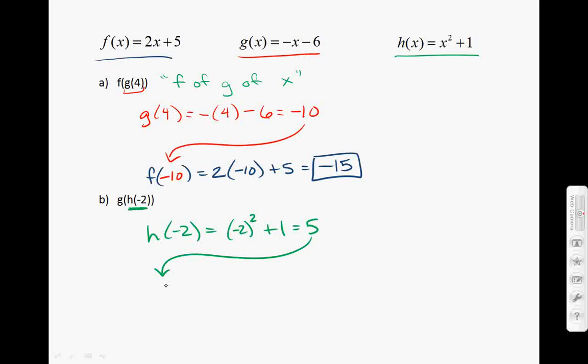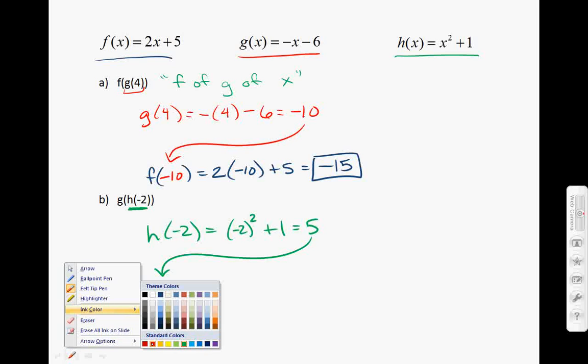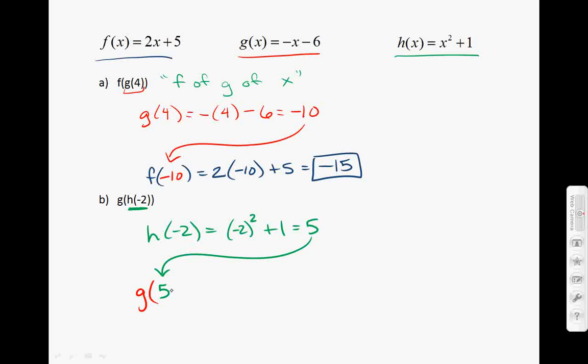I'm then going to take positive 5 and insert it into the g function. So g of 5 is negative 5 minus 6, which is negative 11.